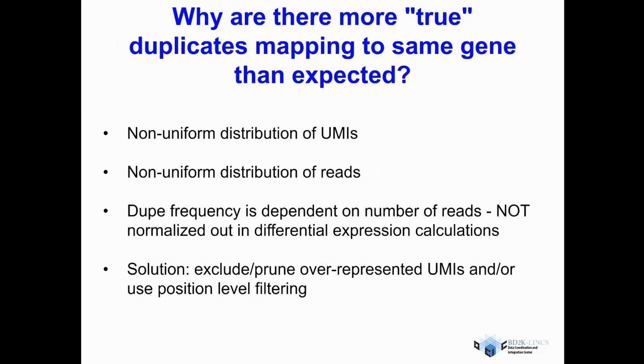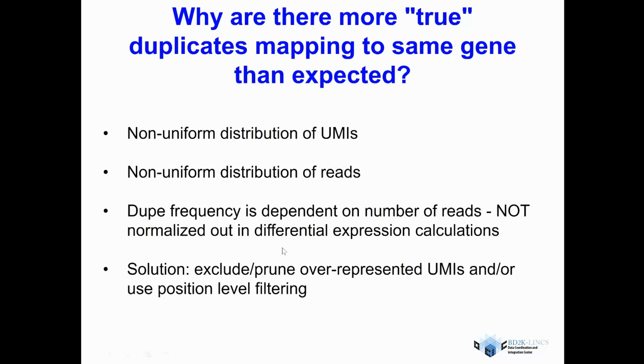So what came out of this is that we found out that we're getting more of these duplicates mapping to the same gene than we would expect because of a non-uniform distribution of UMIs, and also because the reads aren't exactly 500. There are going to be some highly expressed genes which are going to have 100 times that. And those cases are going to have a lot of duplicates which artificially depress the counts. And because the likelihood of having these duplicate UMIs mapping to the same gene depends on the number of reads, this is not normalized out when you do the differential expression calculations.